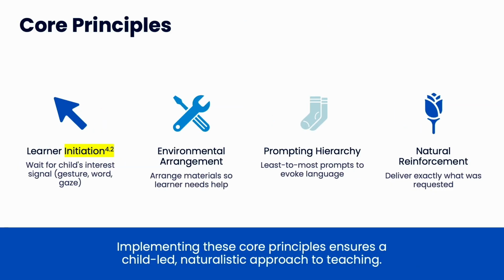So the core principles: first, you're waiting for the learner to initiate always. So you wait for them. You can arrange the environment, which we'll talk about, but you're going to wait for them to show interest in something, whether that's a gesture, word, or gaze. You're going to arrange the materials so the learner needs help. And that's another big key with this. I gave this example before, but hey, you want to paint? Yes. Or they show interest in painting and you might not have the paintbrush out, so they have to ask for the paintbrush. So one of the main goals of incidental teaching is to train an individual to ask for the things they need or want in the moment.